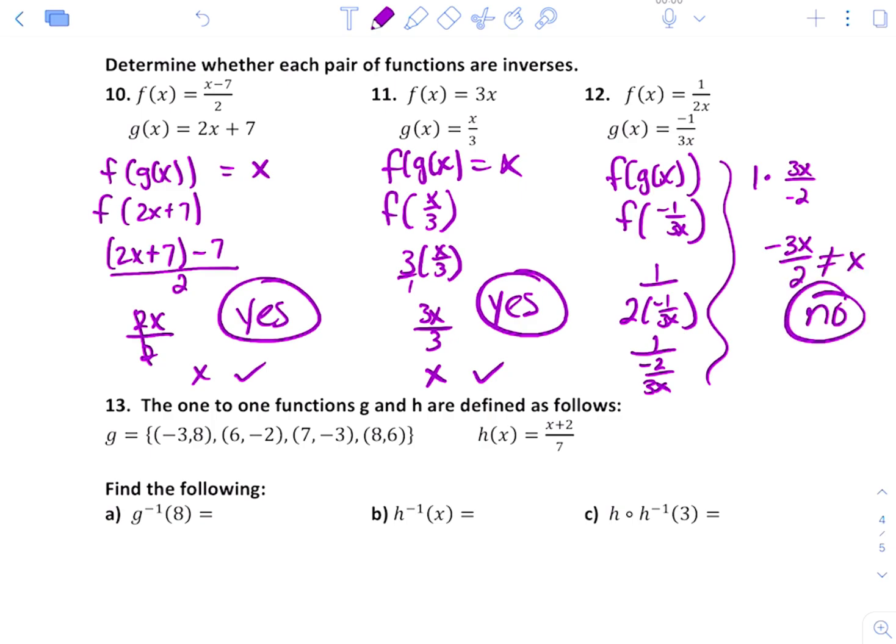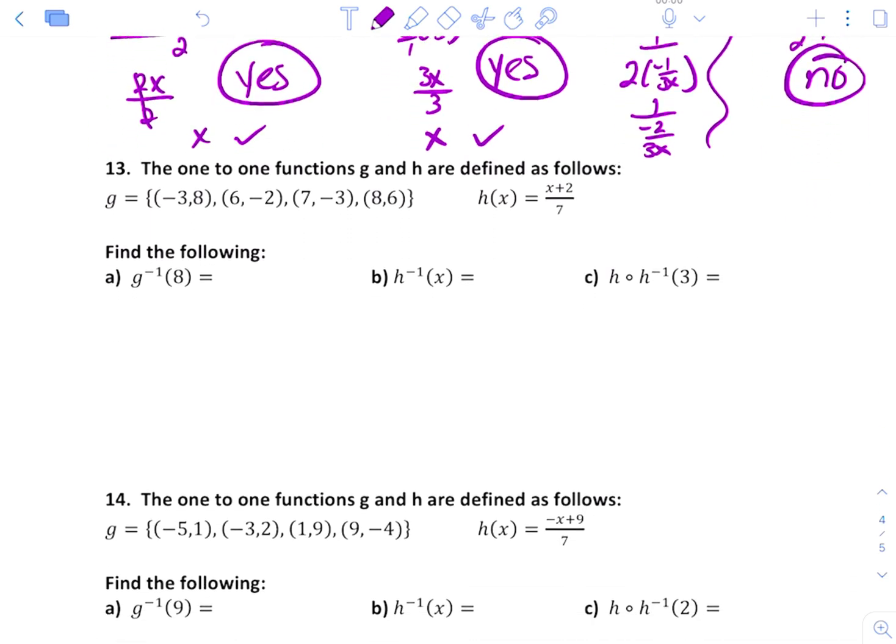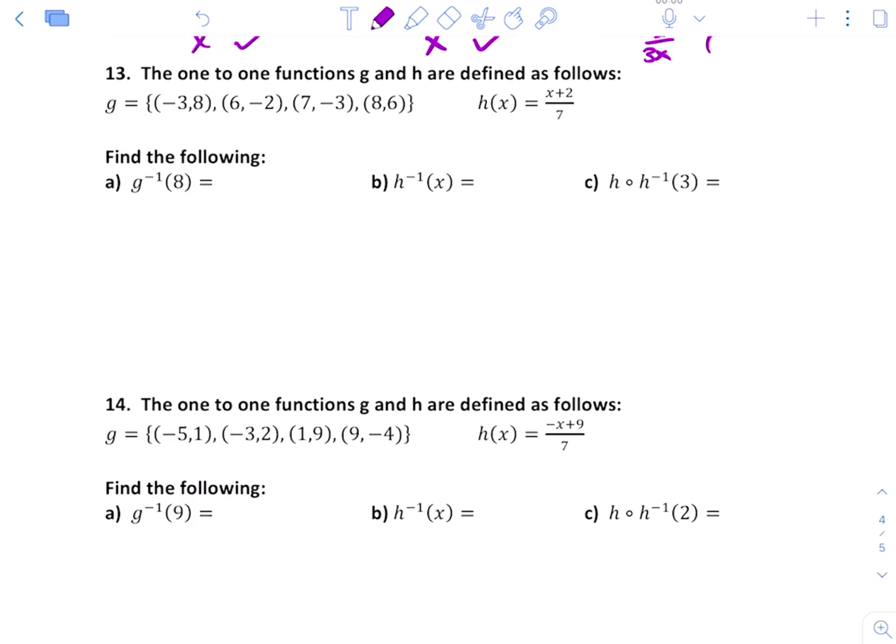All right, so we should have gotten yes for the first two, no for that third problem. All right, so moving on to the last type of problem for this section. As we look at 13, it is telling us that we have a one-to-one function, g and h, defined as follows. So g is a set of points, h is an equation.